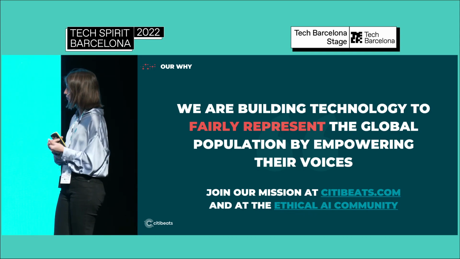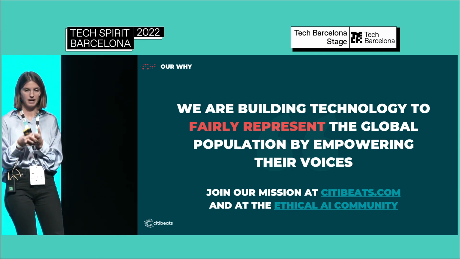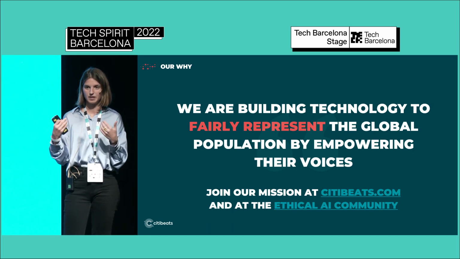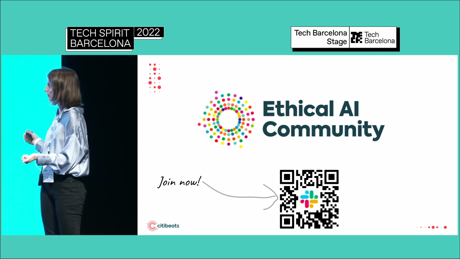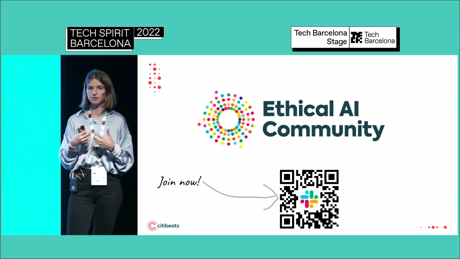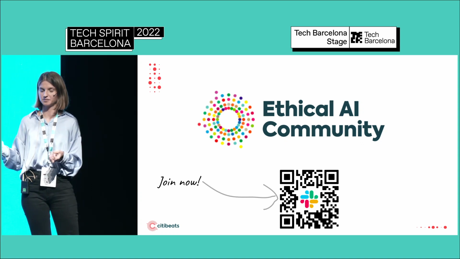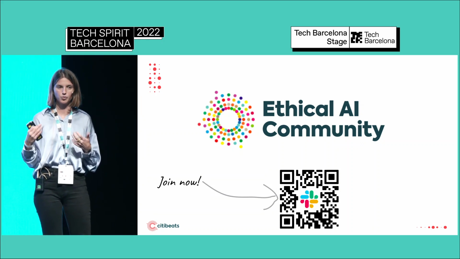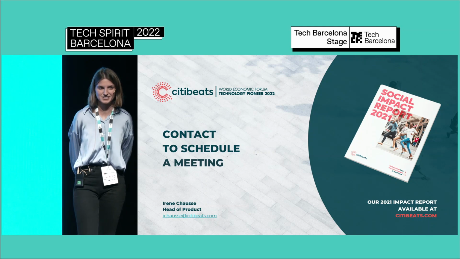So here at Citibeats, we are building technology to fairly represent the global population by empowering their voices. And as I said, we cannot go alone. We cannot create models on our side if we want to be representative and inclusive and without bias. And this is why we created the Ethical AI community. This is a community that we launched last week, where everyone is involved, and one of the things that we're going to do is to open our models. So any of our artificial intelligence and machine learning models will be open so anyone can try them, test them, challenge them, so we know that they are representing the whole population. And well, this is all, and thank you very much.